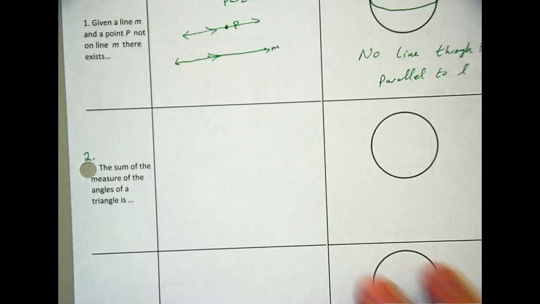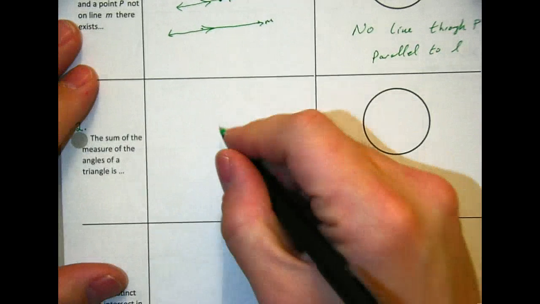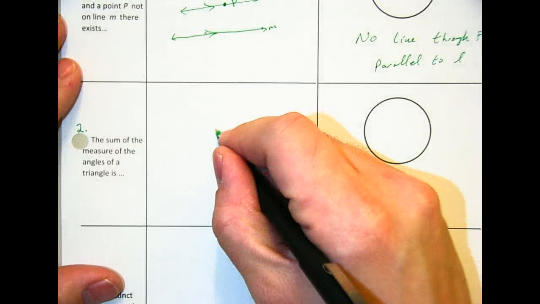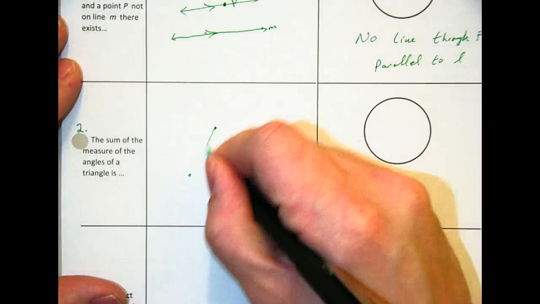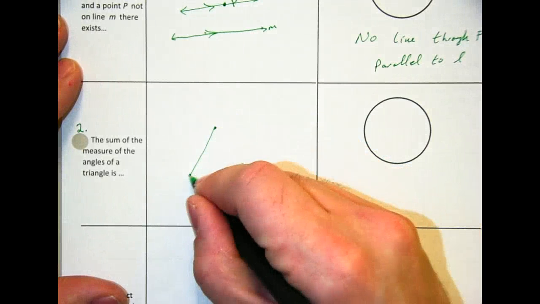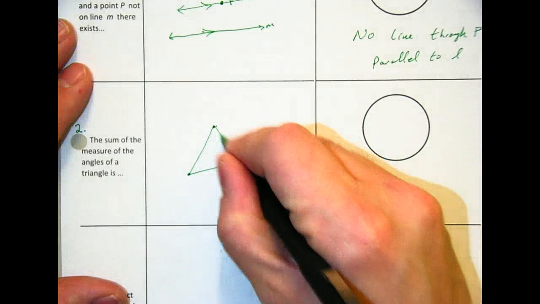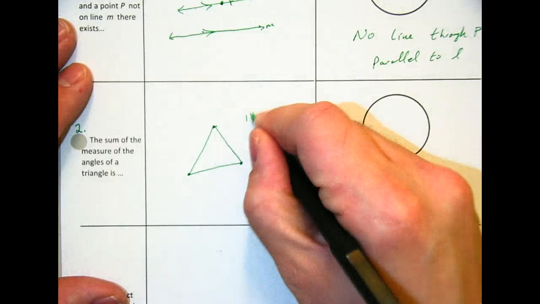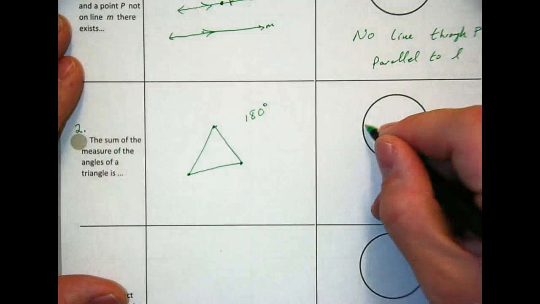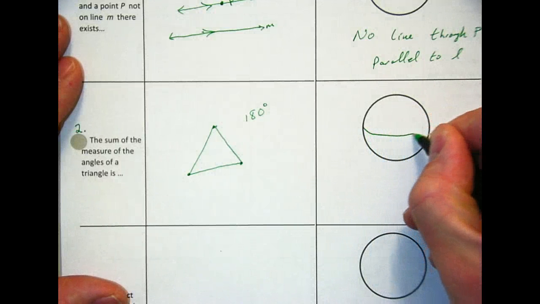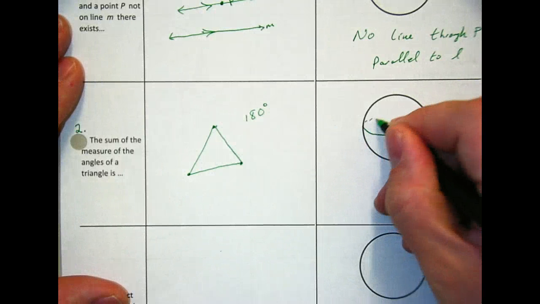Number 2, the sum of the measures of the angles in a triangle. How about on a plane? What do we have? 180. Good, 180. Okay, they add up to 180 degrees on a plane. On a sphere, well, they have to be greater than 180.